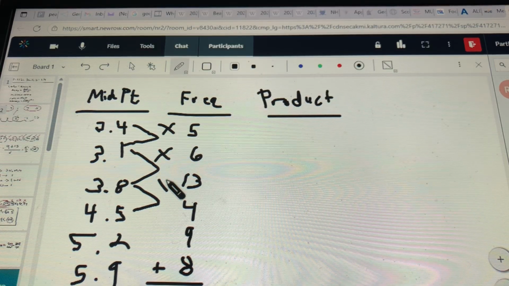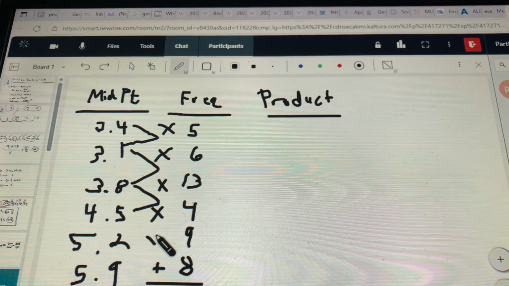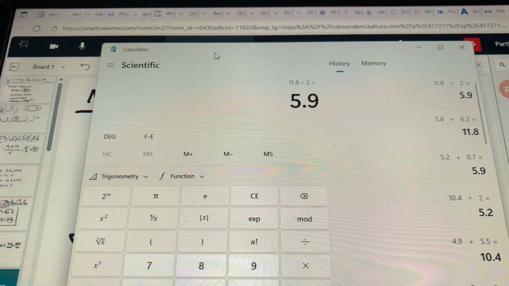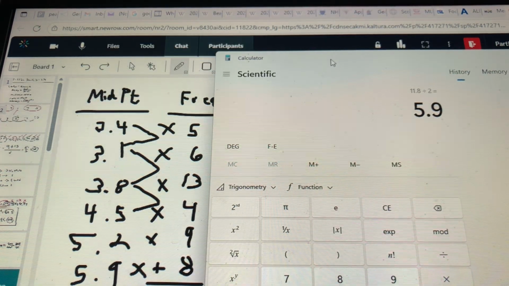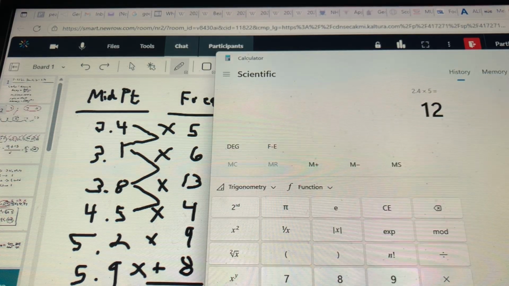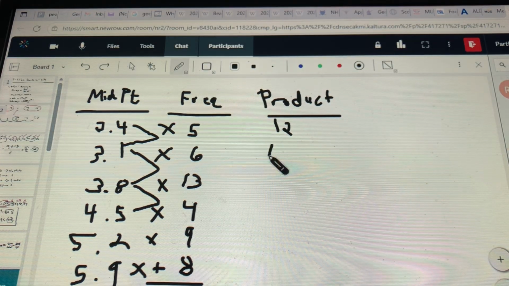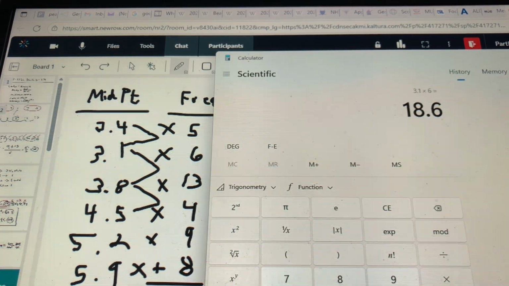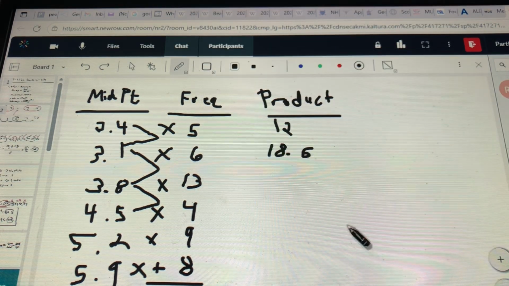That's not so easy to multiply, but just use a calculator and multiply them. 2.4 times 5. The first product is exactly 12. Luckily, it came out to exactly 12. 3.1 times 6 is 18.6. 3.8 times 13 is 49.4.